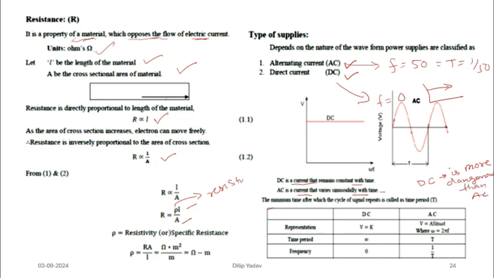So the representation: the voltage is, for example, 5 volt to 100 volt, 200, 300, 500, whereas V is represented as V equals A sine omega t, where omega is 2 pi f, the angular frequency, and T is the time period. The frequency, we said, is 0 in DC, and for the AC circuit it is 1 upon T.